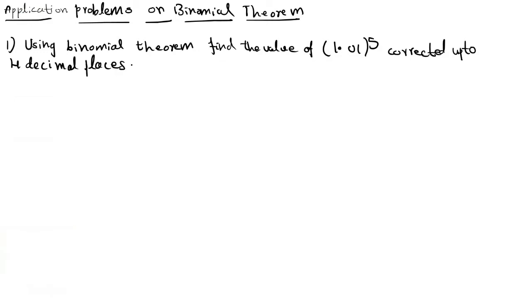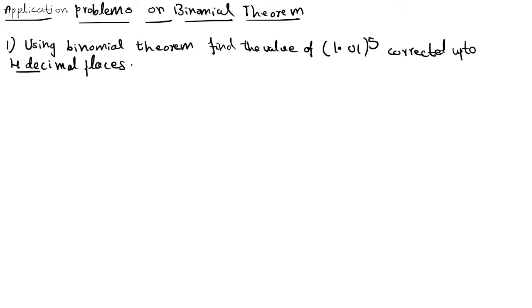Good morning students. In this session we'll see application problems on binomial theorem. It's very important for your annual examination also. See the first question. Using binomial theorem, find the value of 1.01 to the power 5 corrected up to 4 decimal places. You need to expand 1.01 to the power 5 using binomial theorem only.